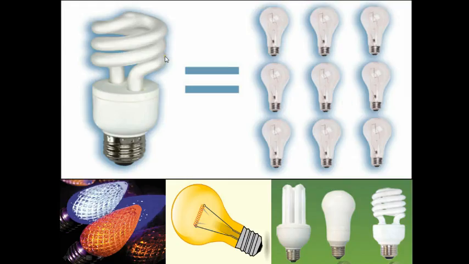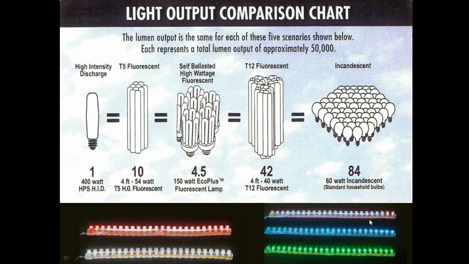This graphic is showing that one compact fluorescent is equal to roughly 9 incandescents. These are LED light bulb Christmas bulbs down here in the corner. That's an incandescent, and these are different styles of compact fluorescents. This is a comparison chart.